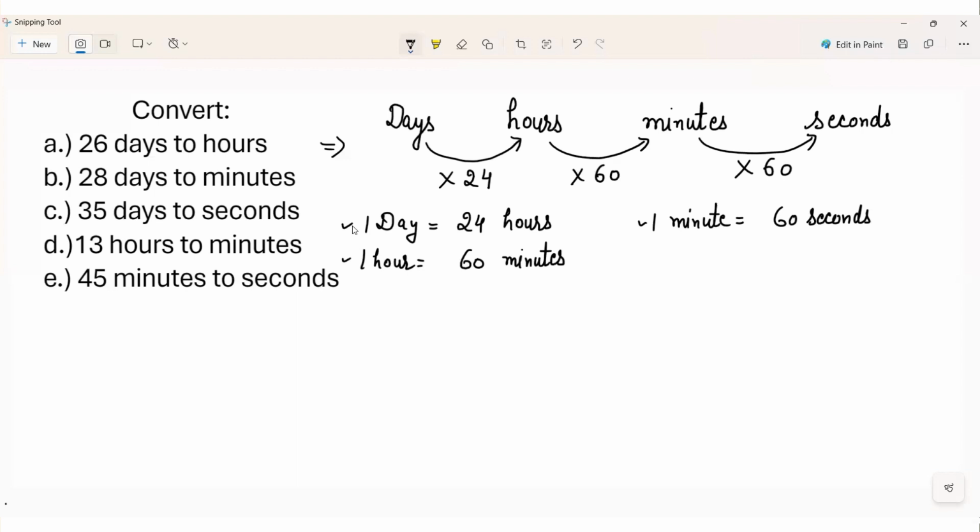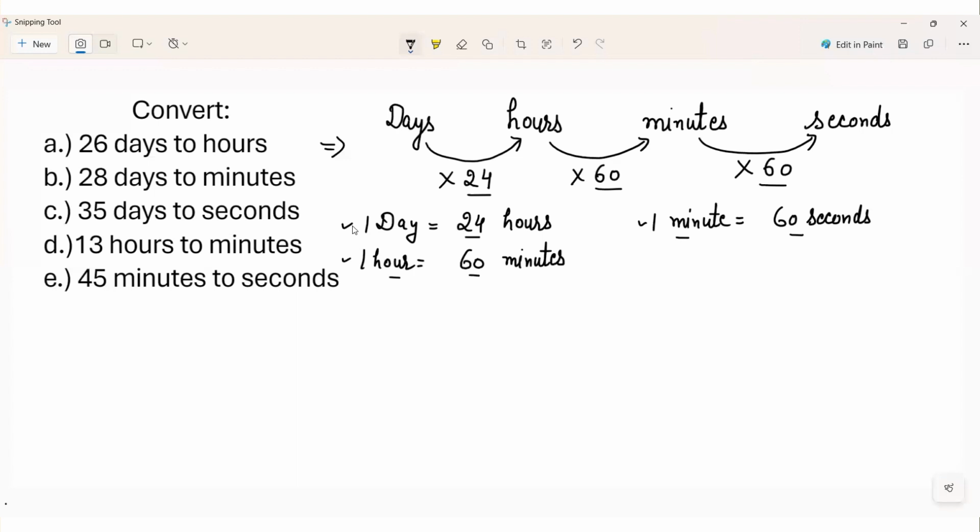Now for days and hours, I have written here 24 because 1 day is equal to 24 hours. Similarly, for hours and minutes, I have written here multiply by 60 because 1 hour is equal to 60 minutes. Similarly, from minutes to seconds, I have multiplied by 60 because 1 minute is equal to 60 seconds.